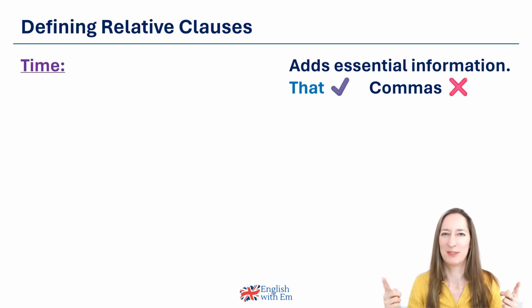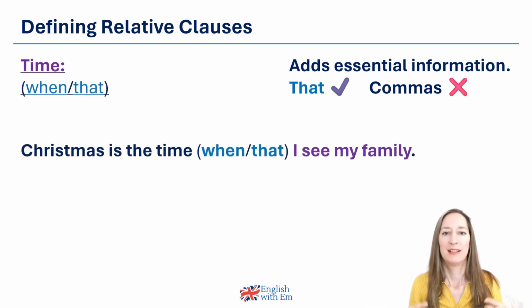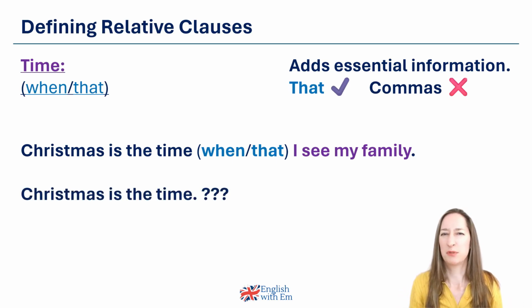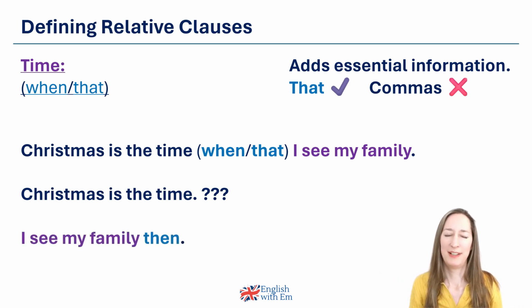Okay, now let's talk about time. And we use when or that. Christmas is the time when I see my family. Christmas is the time that I see my family. Or you can omit when we're talking about time and say, Christmas is the time I see my family. And again, if you say Christmas is the time, which time? So we're giving essential information here. And how do we know that we're talking about a time? Well, if you can answer the question with then. When do I see my family? I see my family then.